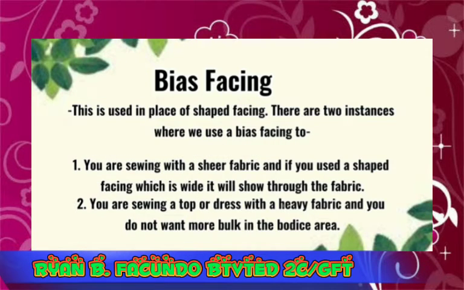Bias facing. This is used in place of shape facing. There are two instances where we use a bias facing. First, you are sewing with a sheer fabric, and if you use a shape facing, which is wide, it will show through the fabric. Second, you are sewing a top or dress with a heavy fabric and you do not want more bulk in the bodice area.